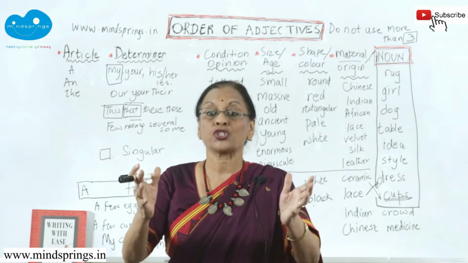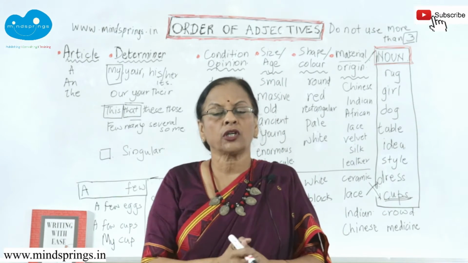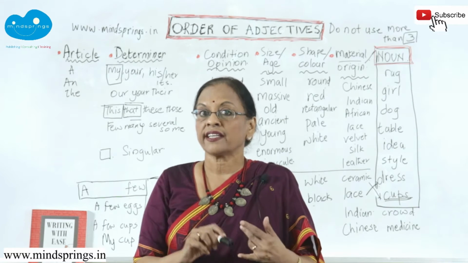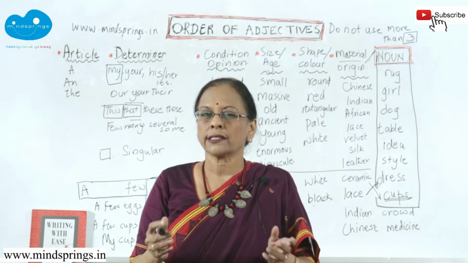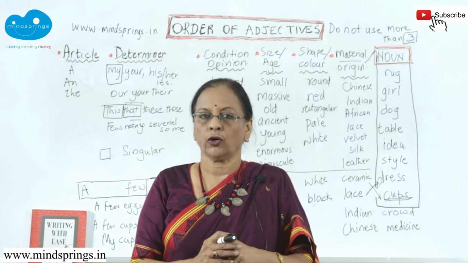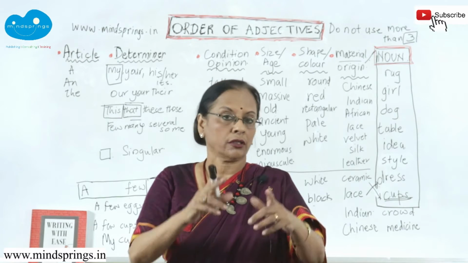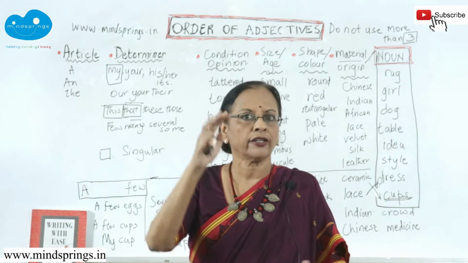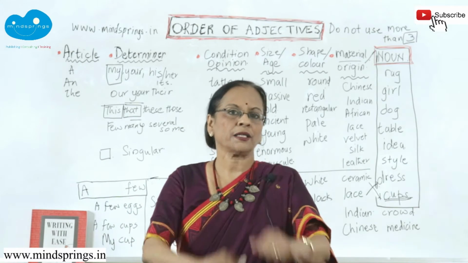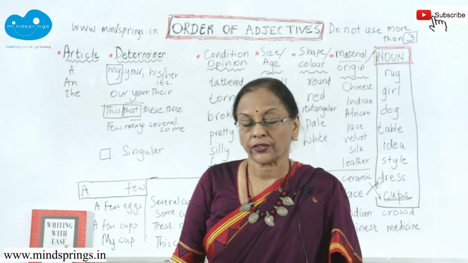What is the purpose? To see the object. If I say a bottle, you can't see it. If I say a large yellow bottle or I say a small yellow bottle or a small green bottle, you can see it. You can see the color and you can see the size. That is the purpose of putting adjectives.